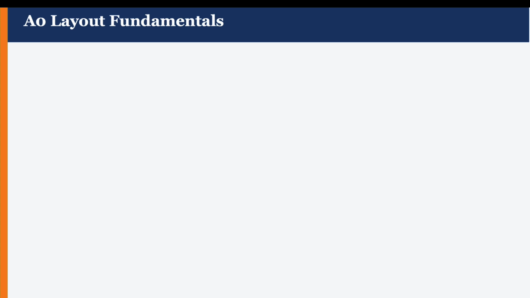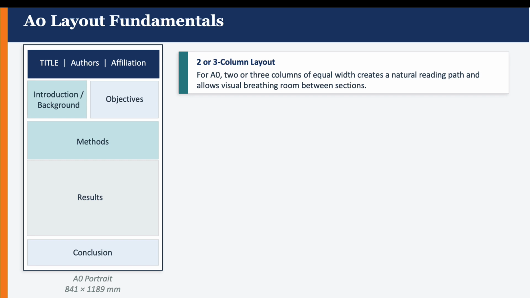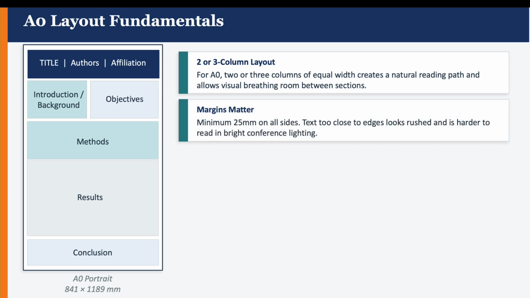So now let us talk about the physical space you're working with. Most posters are in A0, which is about 84 cm by 1.2 meters, and that's a large canvas. So the standard approach is either a 2 or 3 column layout. The equal columns create a natural reading path and allow visual breathing room between your sections. Readers can follow the content from top to bottom in each column, then move on to the next.